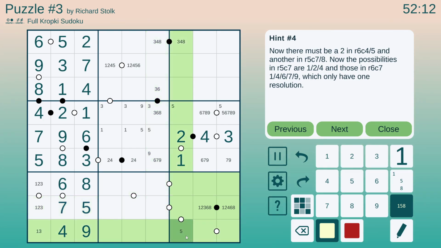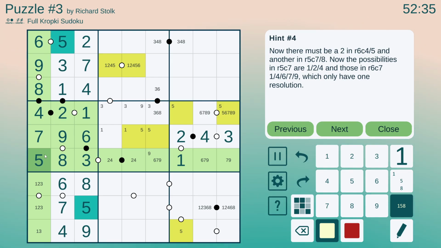Wait, this is... Oh my god, this is a crazy brain leap. But if this goes 5, 4, 3, this is a 1 or a 2. This could still be 4, 8 though. Damn it. Bruh. That is annoying.